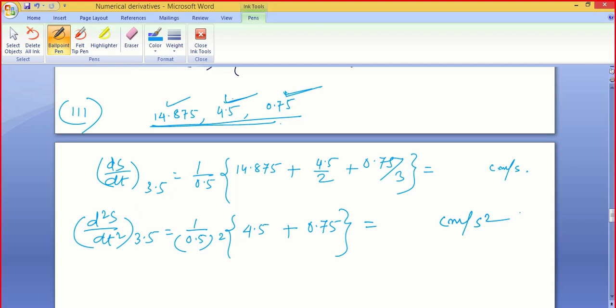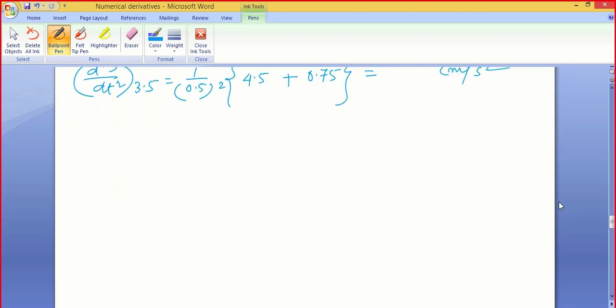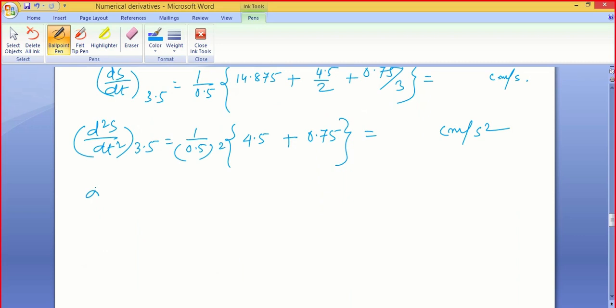You got this idea at the second last point? Yes, sir. Okay. Similarly, for the last point also you may be able to calculate ds by dt at 4, with 1 by h.